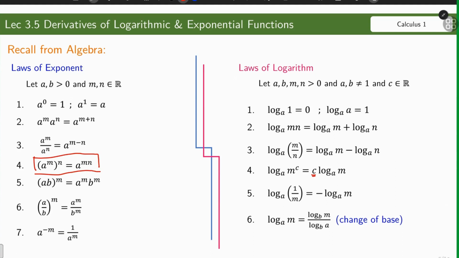And then number 5, we have a logarithm of 1 over M to the base A. This is equal to negative logarithm of M to the base A. So this one corresponds to the number 7 in the laws of exponent.